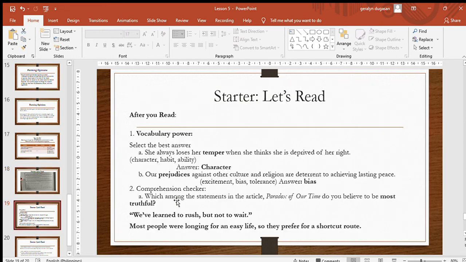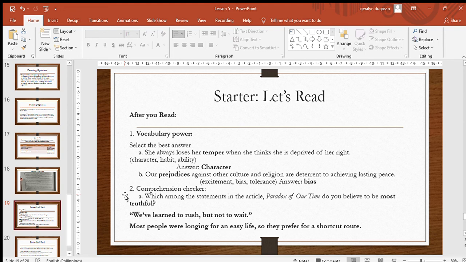So after we read, here are again the vocabulary power. Select the best answer. She always loses her temper when she thinks she is deprived of her right. Is it character, habit, ability? And the answer is character. Letter B. Our prejudices against other culture and religion are deterrent to achieving lasting peace. The bold word prejudices means bias.